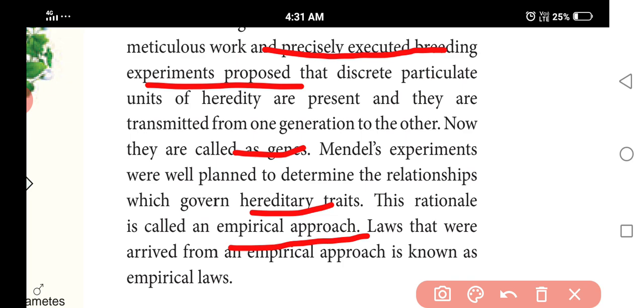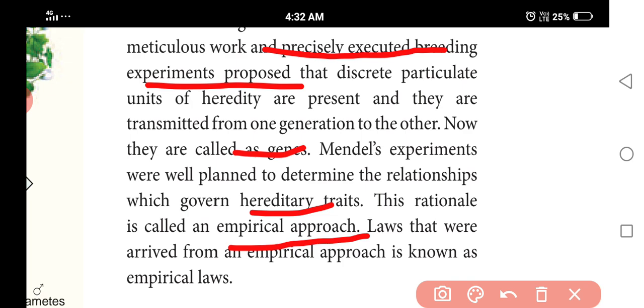The analysis is quantitative. Quantitative analysis was followed by Mendel. Next, Mendel's approach is empirical. Empirically means Mendel's experiments were planned rationally, which govern hereditary traits. That is called the empirical approach.